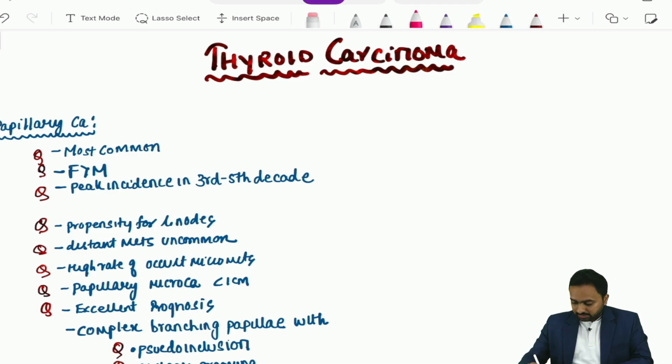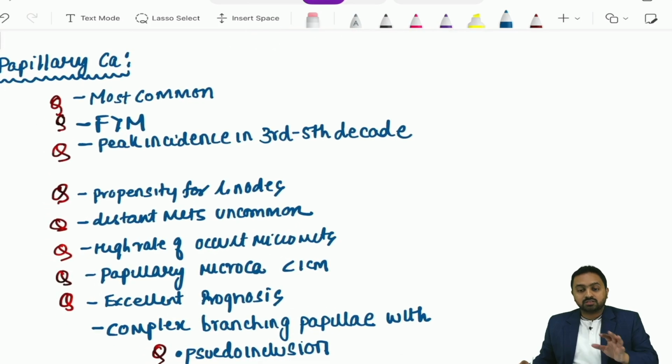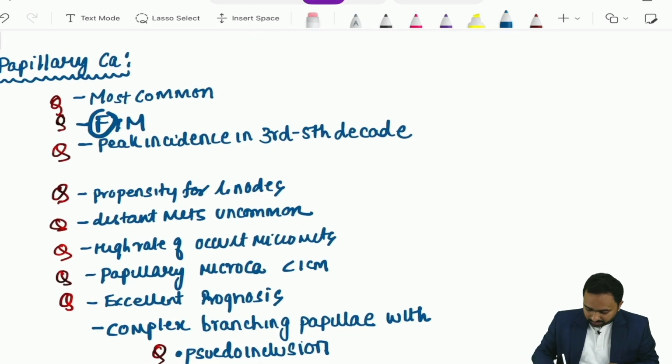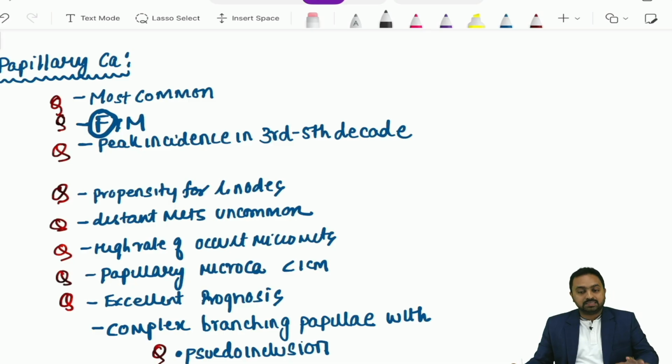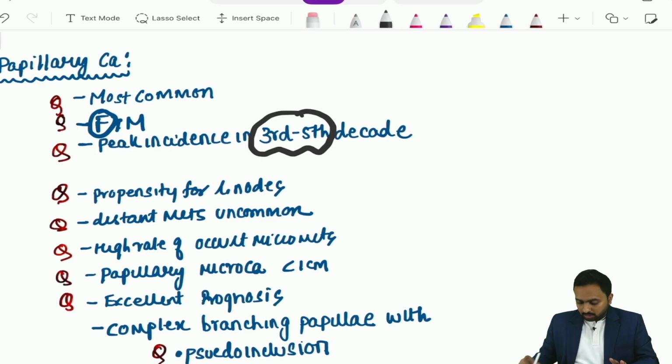So first, regarding papillary carcinoma. Papillary carcinoma is the most common type of thyroid carcinoma. It is more common in females compared to males. It has a peak incidence in the third to fifth decade of life. It has the propensity to move towards the lymph nodes, so there would be lymph node involvement in papillary carcinoma.